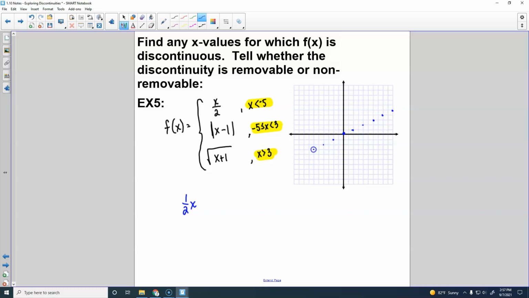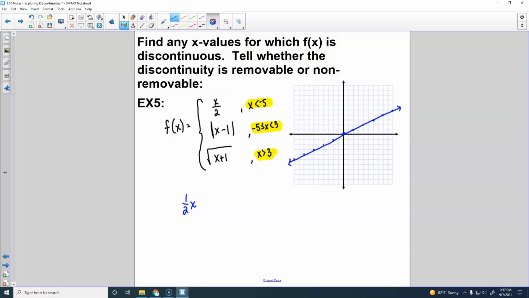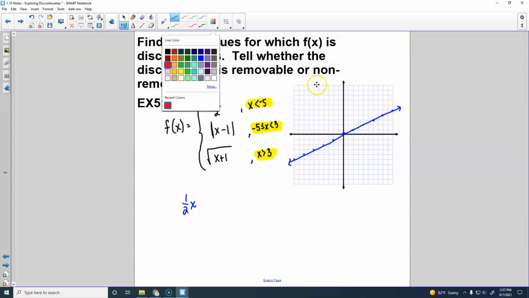I'm going to graph the whole thing here. But if you're doing this in pen, you shouldn't have graphed the whole thing. I only want to use the section of this graph where x is less than -5. So I'm going to draw this in. It's not actually part of the graph, but it helps me keep things straight.